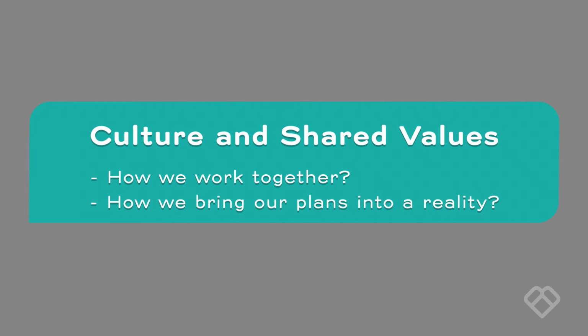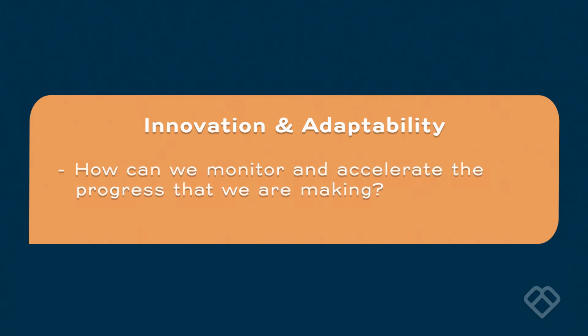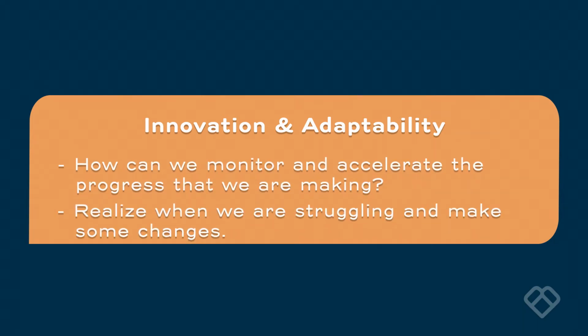Question 6 asks about the organization's ability to innovate and adapt as conditions on the ground change. Quite simply, how can we monitor and accelerate the progress that we're making, and realize when we're struggling and make some changes? We then ask what additional skills are going to be needed to make a difference, and that's where items 7, 8, and 9 come into play.